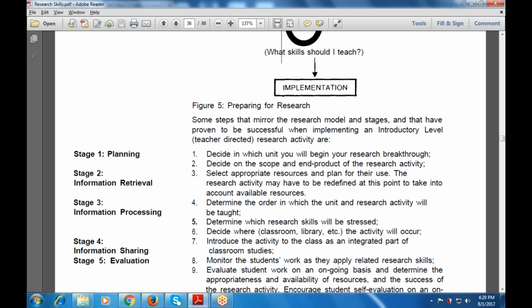Then stage number 2 is information retrieval. Select appropriate resources and plan for their usage. And this activity plan may have to be redefined at this point to take into account available resources. What are the various available resources, or the data available, that is planned for use.